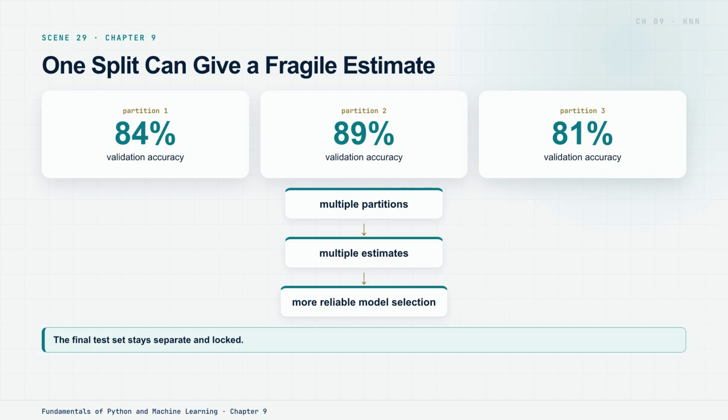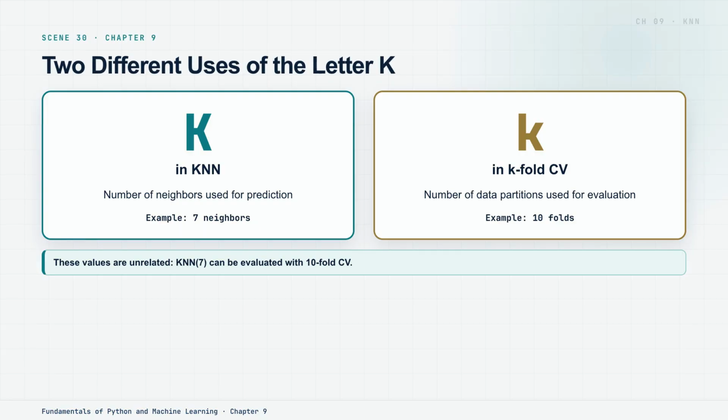The final test set should still remain separate from this tuning process. The letter k appears in two different concepts. In nearest neighbors, k is the number of neighbors used to classify a query point. In k-fold cross-validation, k is the number of partitions used to evaluate the model. These values are unrelated. We might evaluate a KNN model with 7 neighbors using 10-fold cross-validation. In that example, 7 controls the classifier's neighborhood, while 10 controls the validation procedure.